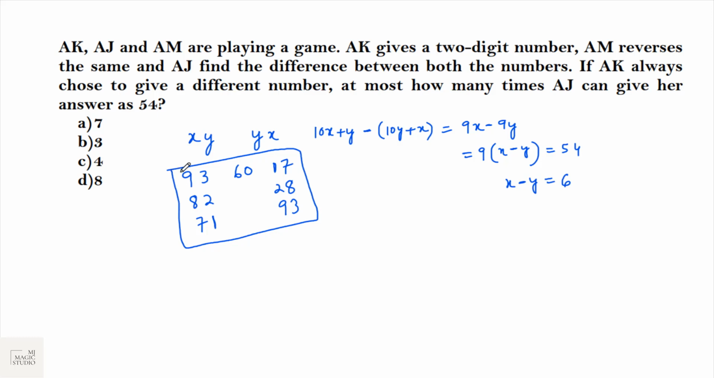So, we get 1, 2, 3, 4, 5, 6, 7. 7 different cases. AK always choose to give a different number. At most, how many times AJ can give her answer as 54 is only 7 times. Whenever AK chooses any one out of these 7, then AM reverse, then AJ find the difference between the two, and only 7 times the difference between the two would be 54. Answer is A.